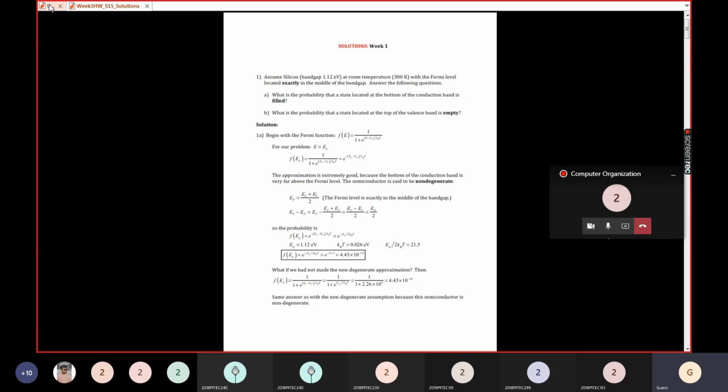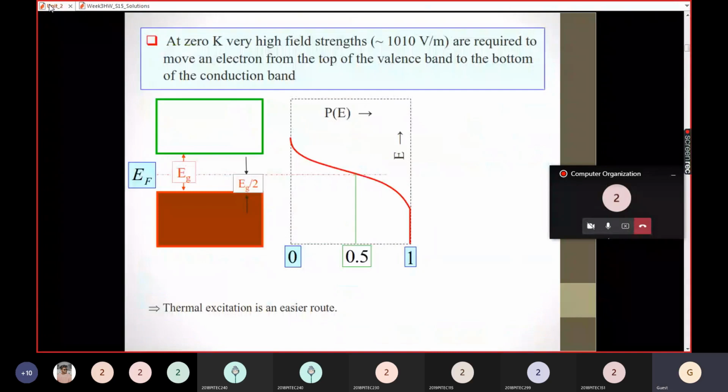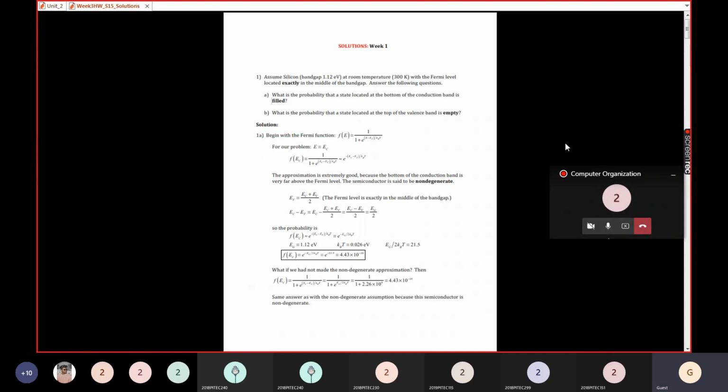Again, I will go to the diagram. You can see the diagram of an intrinsic semiconductor. See here, where is the energy band located? Exactly at the middle. So this is the representation for this first question which I am showing here. So what do you have to find now? You have to answer two different questions here. First, what is the probability that a state located at the bottom of the conduction band is filled? How many electrons are filled in the conduction band? Either 100% of electrons are filled or only 90%. That we have to find out.